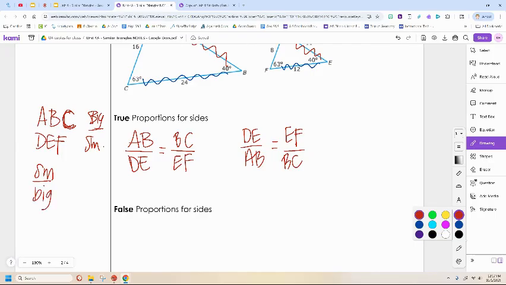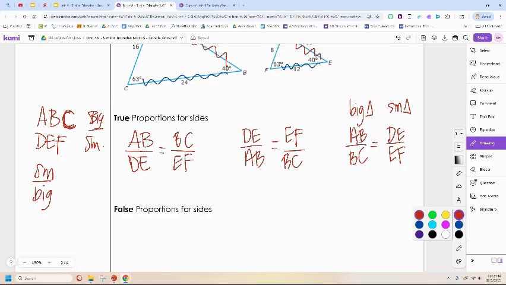Now, that's still true, but not as popular, or maybe it doesn't follow the language of corresponding sides are proportional. We could have one fraction for the big triangle and another fraction for the small triangle. So for example, I could do AB over BC is equal to DE over EF. So that is also an okay proportion.